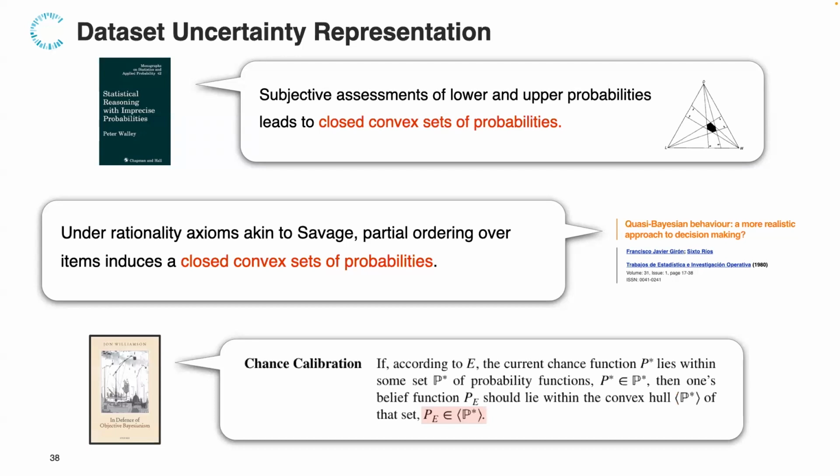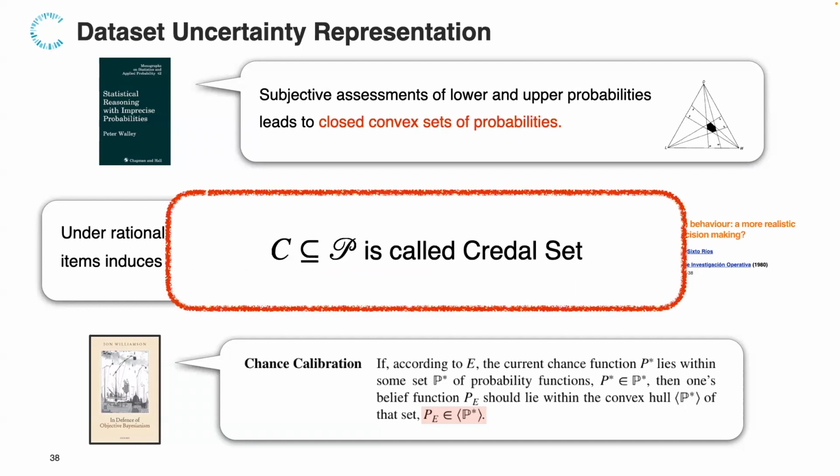Lastly, from philosophy or epistemology, or what they call formal epistemology, they have an axiom called chance calibration, which says that according to your set of evidence, if you believe your current chance function, which is the actual P of X in our problem, lies within a set of probability functions, then rational agents should express the uncertainty as the convex hull of what you have. So I hope I have convinced you that from 3 different areas of study, they all champion the use of closed convex sets of probabilities. And this is what people call the credal set.